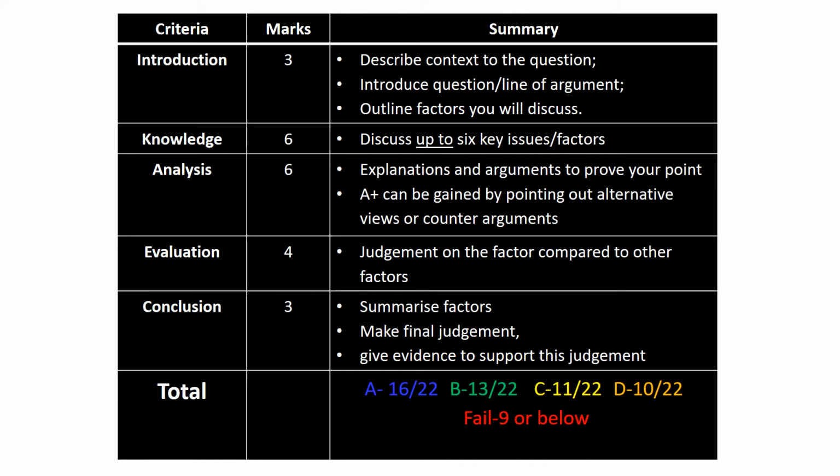Now remember, for your marks, if you get 16 out of 22, anything 16 or above, that's an A. 13 out of 22, that would be a B, so 13 to 15. 11 and 12 would get you a C, and 10 out of 22 would get you a D. Anything below 9 is a fail in an essay.